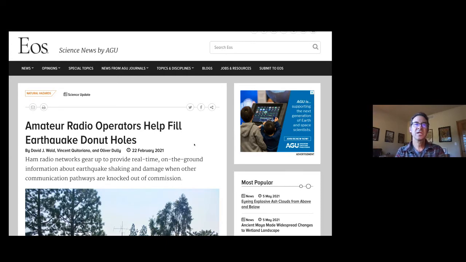And these amateur radio operators help out around the world when there's a disaster to help communicate, to help hospitals communicate and others. And so they're very well suited to help with this particular problem. And this is an article that we published in EOS to show how this helps fill the donut holes in case of a loss of power and communication.